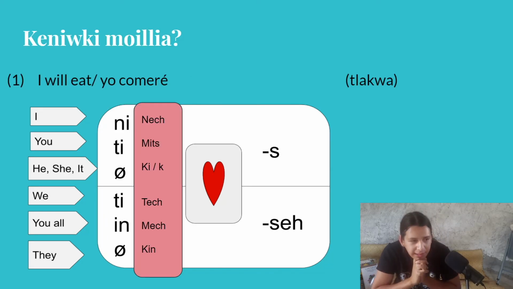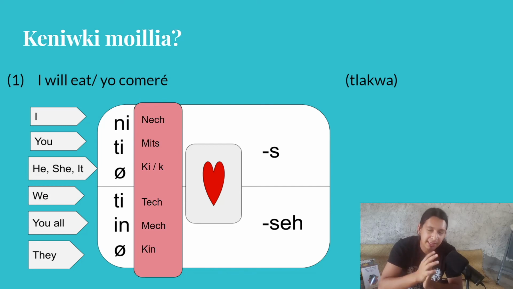Kenihki moislia, I will eat. How do you say? Kenihki moislia means how is it said? This is the reflexive mo right there. Literally, how does it say itself, or how is it said? Kenihki moislia. I will eat. So we got the word tlacua, which means to eat in general. I will eat. Ni tlacuas.